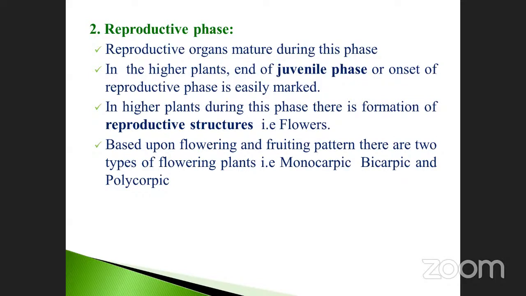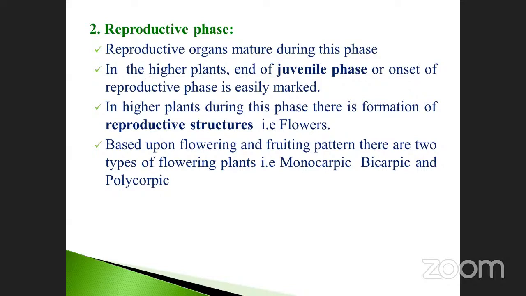Anybody else? Bicarpic plants. Give examples of bicarpic. In the first year they only produce growth only, that is called the juvenile phase. In the second year they will enter into the reproductive phase. So take an example, banana. Okay, banana is an example for this category.